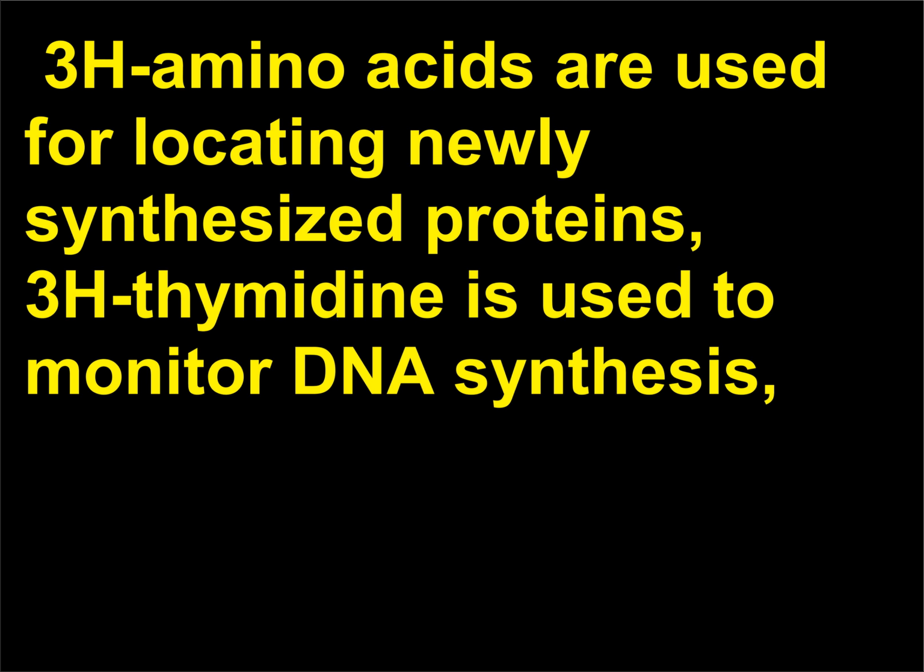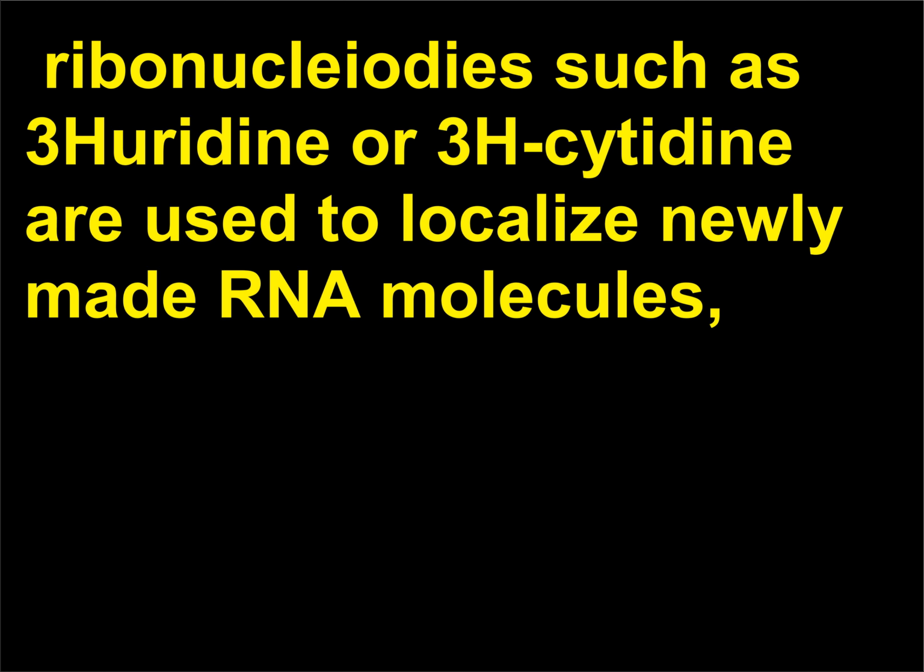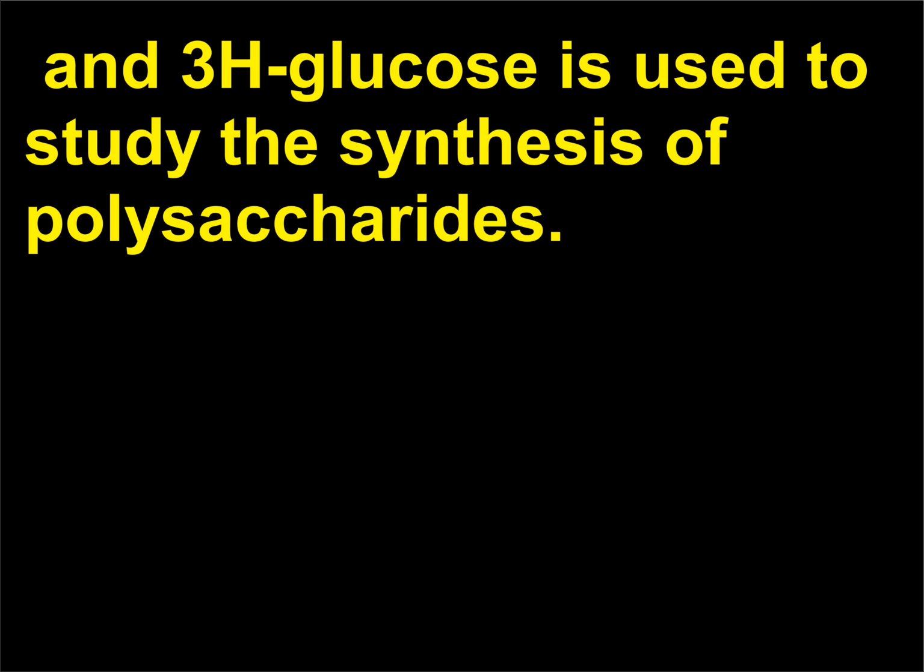3H amino acids are used for locating newly synthesized proteins. 3H thymidine is used to monitor DNA synthesis. Ribonucleotides such as 3H-uridine or 3H-cytidine are used to localize newly made RNA molecules. And 3H-glucose is used to study the synthesis of polysaccharides.